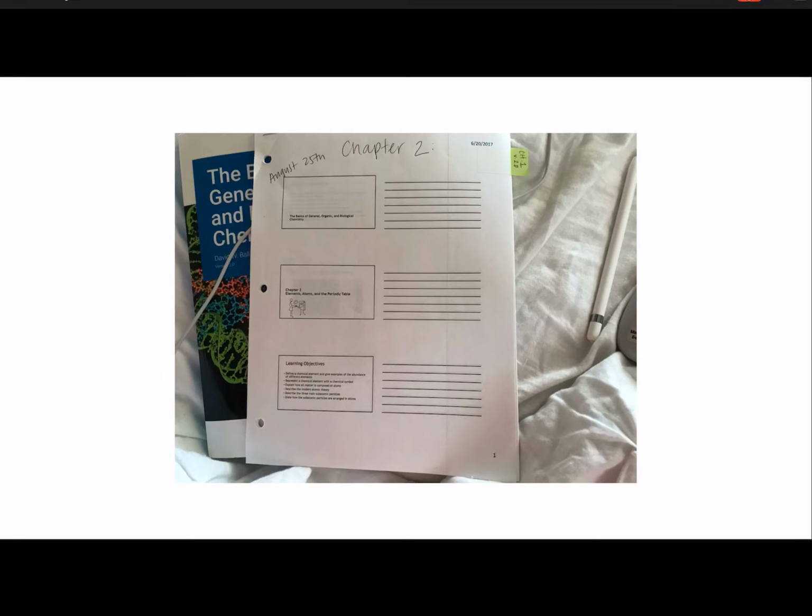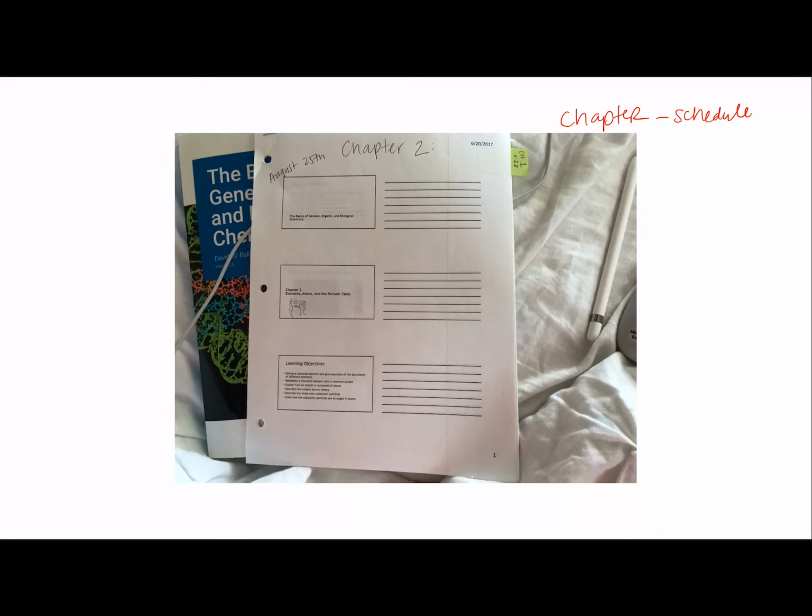Okay, so this is going to be the first part of chapter 2. Hopefully this is going to get us back on schedule, and then we will pick up with section 2.4 on Wednesday.